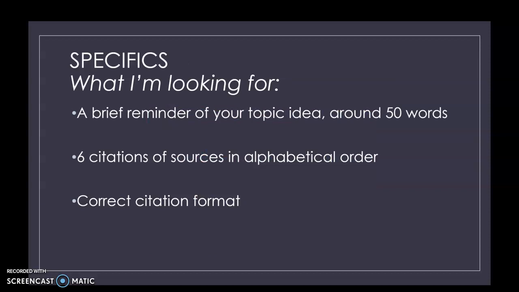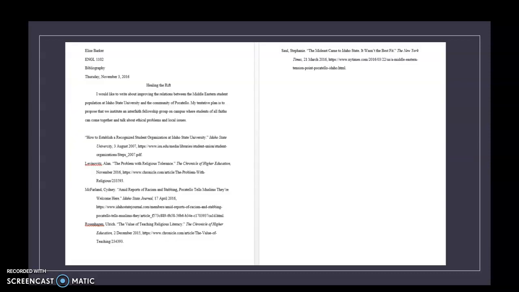So what you're doing for this paper is writing a brief reminder about your topic, followed by 6 correct citations in alphabetical order. You can choose the citation format you like, but I'll be teaching MLA. Here's an example of what the bibliography will look like. Notice how short it is. I already have my working title, I have my topic reminder at the top of the page, and then I have 6 citations. Pretty simple. So only 1 page and a bit at the end.